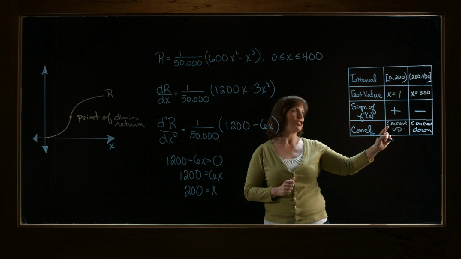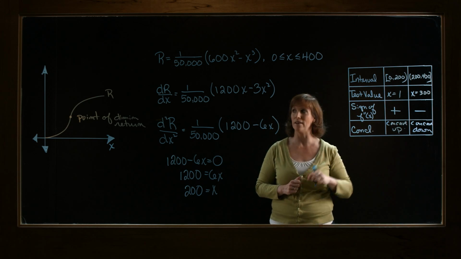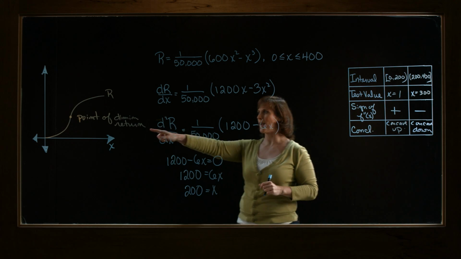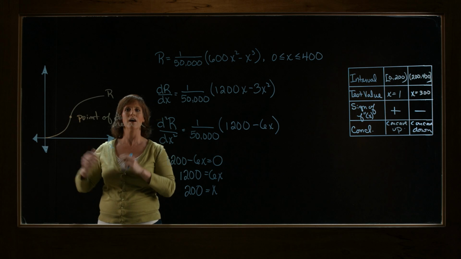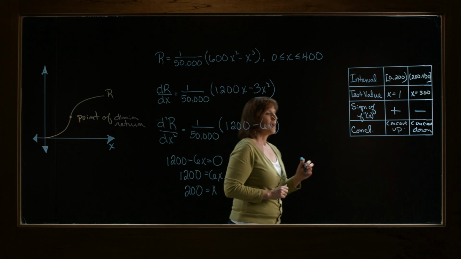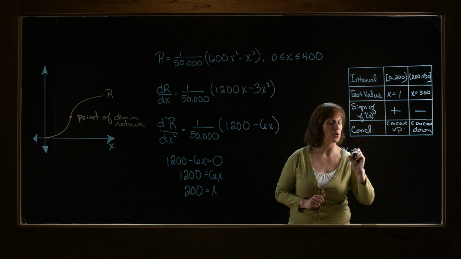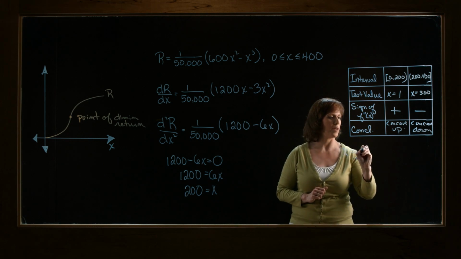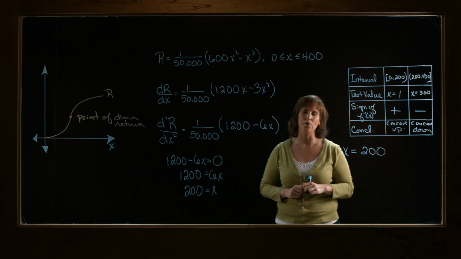Okay. Now I have a change from concave up to concave down, which is exactly what I wanted when I look at my picture for my point of diminishing returns. So x, the x coordinate of my inflection point, is 200.